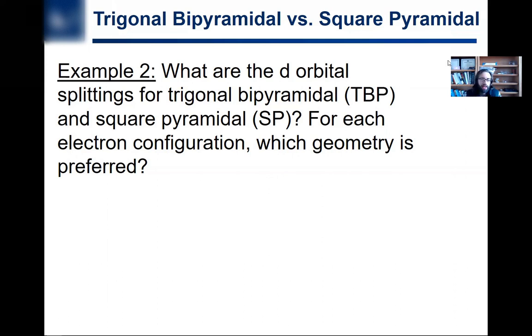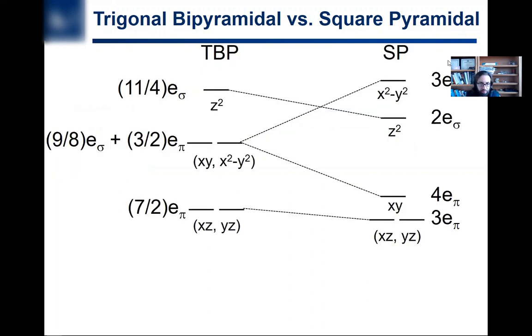And remember, we learned earlier in the course that these two geometries, trigonal bipyramidal and square planar, are pretty similar in energy. But you can have both of these structures existing depending upon what ligands and what metals you have around. All right. So what are the d orbital splittings for, we're going to call it TBP and SP, trigonal bipyramidal or square pyramidal? For each electron configuration, which geometry is preferred?